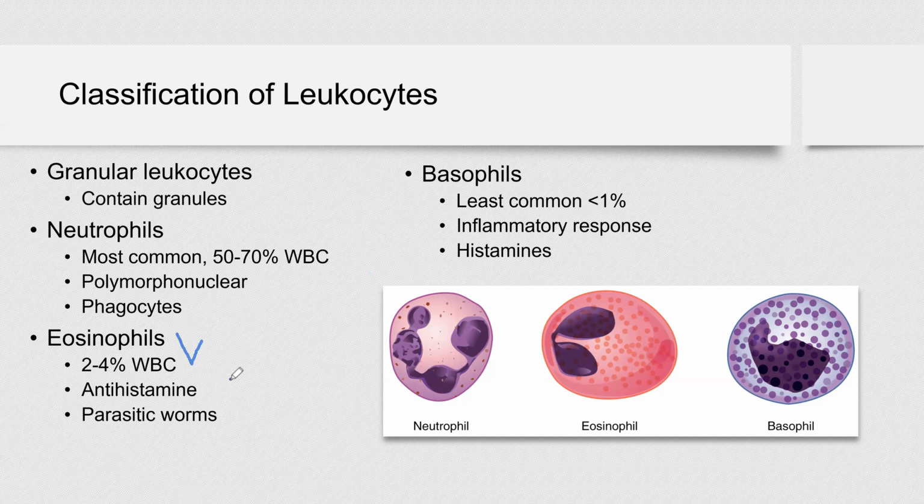Eosinophils fight parasitic worms. They're shown over here. They will appear pink when we use a dye to make them visible. And they have a bilobed nucleus, so the nucleus is made of 2 lobes. And basophils are the least common white blood cells and important for the inflammatory response, and they secrete histamine. So that's our basophil.